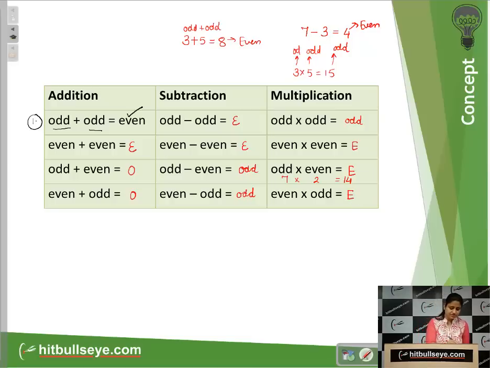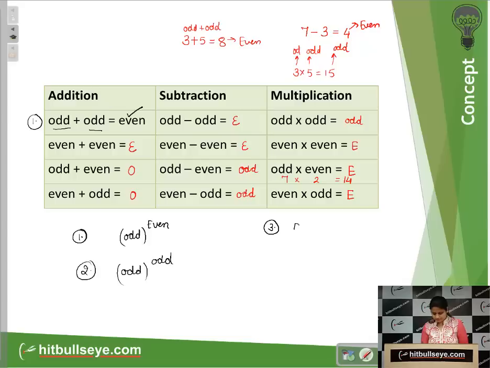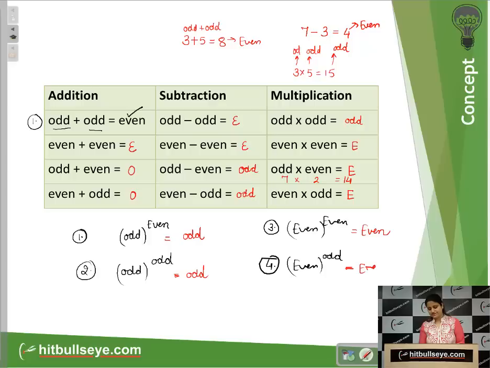We can take more examples. For example, I'm taking the exponent thing. If I take odd raised to power even, the second is odd raised to power odd, third is even raised to power even, and the fourth is even raised to power odd. Now, once again, you can take various examples. If I take odd raised to power even, obviously I'll get an odd number. Odd raised to power odd will give you an odd number. Even raised to power even will give you an even number. And even raised to power odd will give you once again an even number. That's it for even and odd numbers.